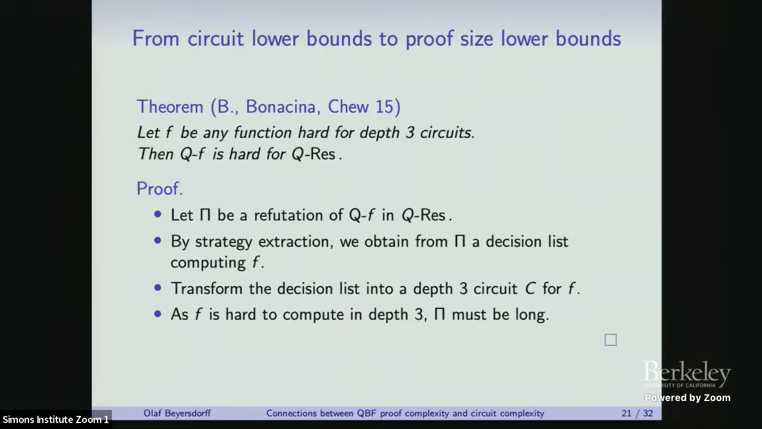And now you can put this into lower bounds immediately. So let's say, just for the simplest case, you start with a function that is hard for depth 3, of which we have many. This will be hard for Q-resolution. Why? You start with a refutation of QF in Q-Res. By strategy extraction, we know we can get a decision list. We know that this decision list can be translated into depth 3. F was hard for depth 3, hence pi must have been long. So this is very simple.